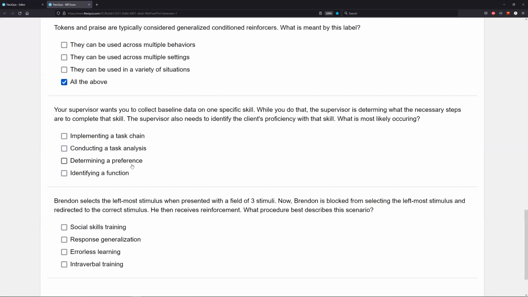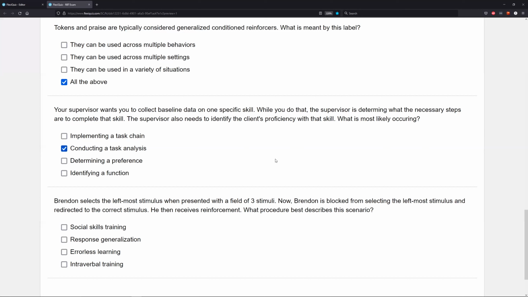Okay. Are we determining a preference? No, we're not talking about any sort of preference assessment here. And are we identifying a function? No, no FBA, no functional analysis is occurring. Okay. So what is most likely occurring? We are B, conducting a task analysis.